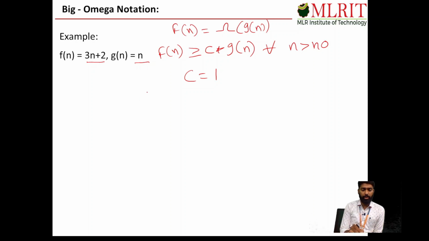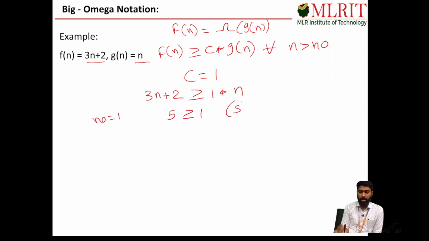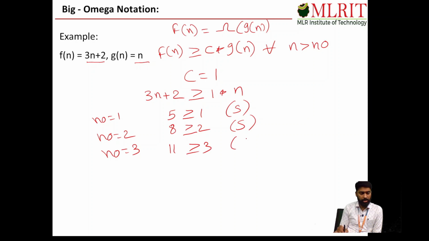Now what is f of n? 3n plus 2, greater than or equals to c is 1 and g of n is n. Okay, 3n plus 2, so greater than n. Substitute n equals to 1. So 3 into 1 is 3, 3 plus 2 is 5, greater than 1. Yes, satisfied. n naught equals to 2. So 3 into 2 is 6, 6 plus 2 is 8, 8 greater than or equals to 1 into 2, which means 2. Yes, it is satisfied. Next, n naught equals to 3, it is 11 greater than 3, satisfied.